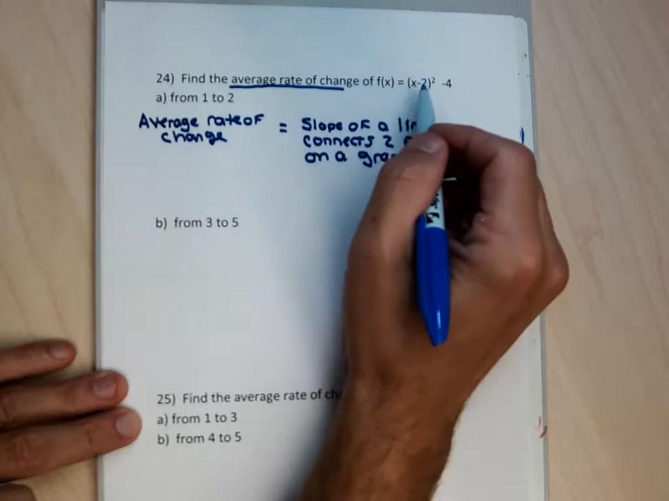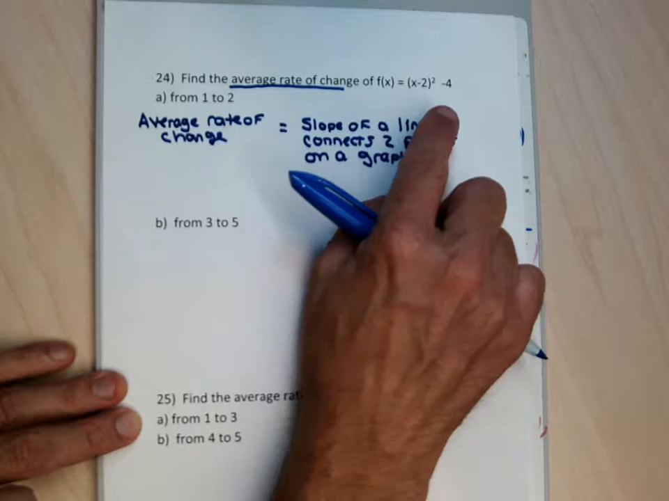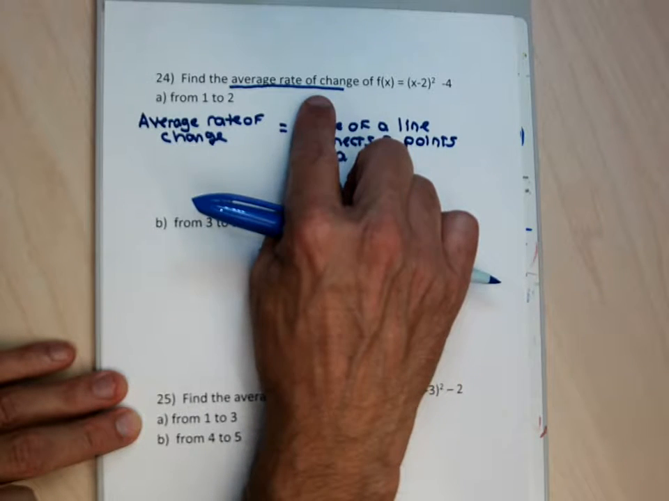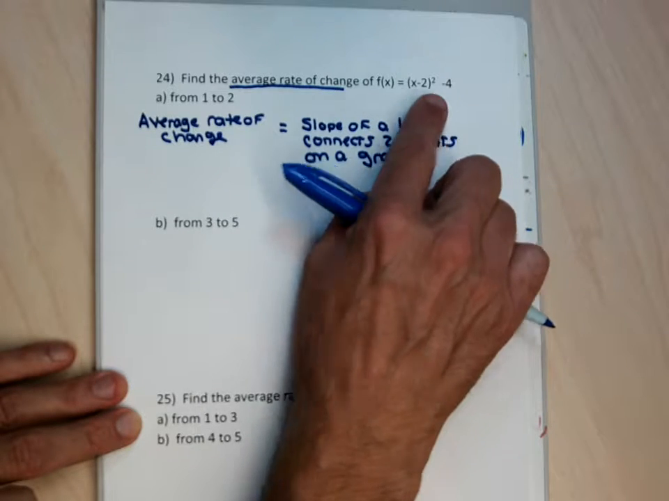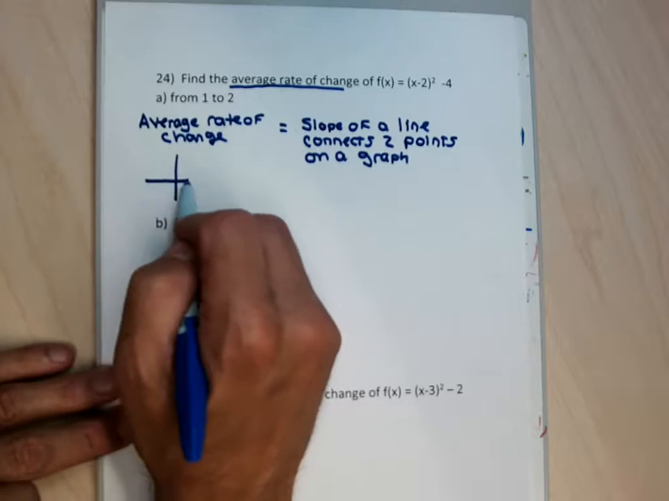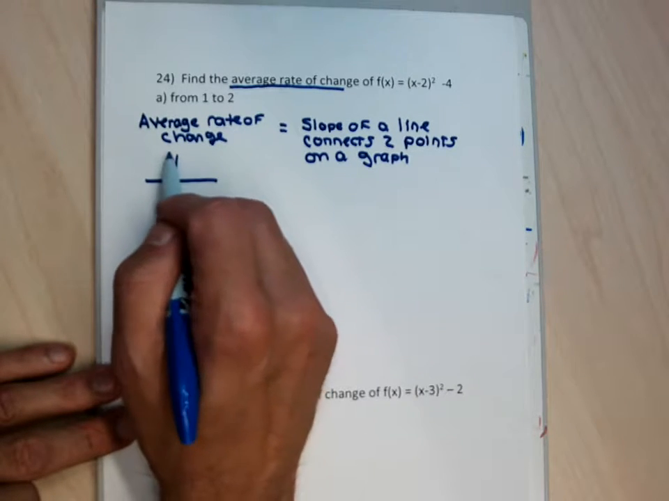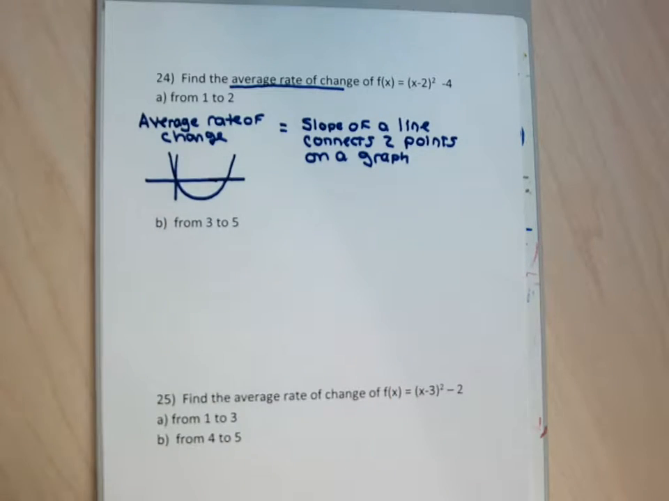So I'm given a function, and I'm given also the x-coordinates of the points. So when I read this, find the average rate of change of the function f of x equals x minus 2 squared minus 4 from 1 to 2, what it's asking me to do is to take a look at this graph, which is a parabola. Looks something like this. And what it's asking me to do is find 2 points on the graph, one point that has an x-coordinate of 1, a second point that has an x-coordinate of 2, and find the slope of the line that connects those points.